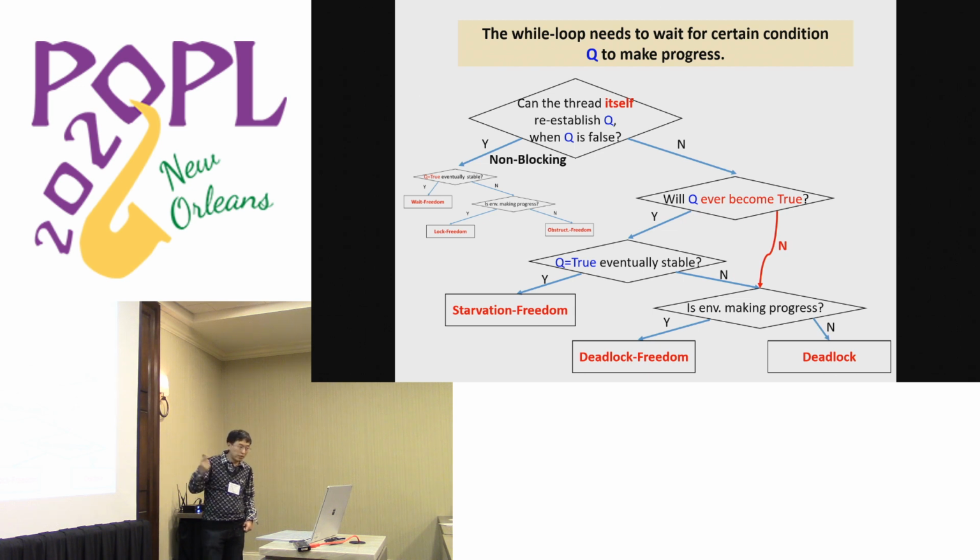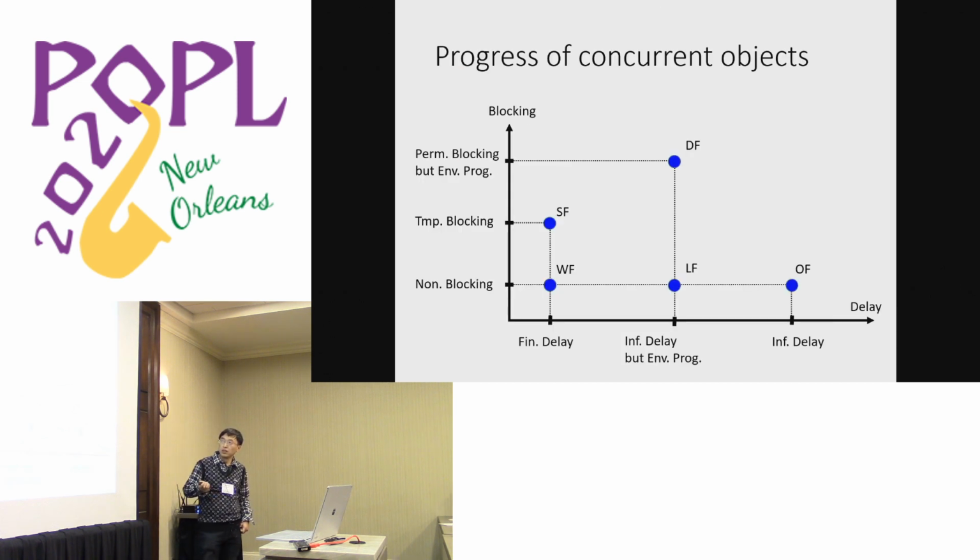Now we have considered different combinations of blocking and delay. And so we have these 2 dimensions. And if we consider these different combinations, we have all these different liveness properties. And in terms of the implication relation, we know that wait freedom is stronger than lock freedom, and lock freedom is stronger than obstruction freedom. Also, it's stronger than starvation freedom, and lock freedom is stronger than deadlock free, and we have this implication relation. So this is the informal characterization of these different progress properties.